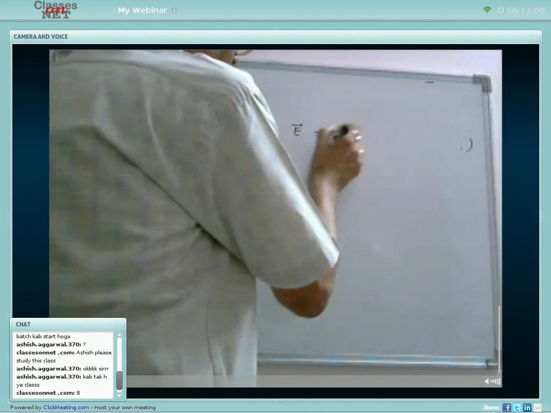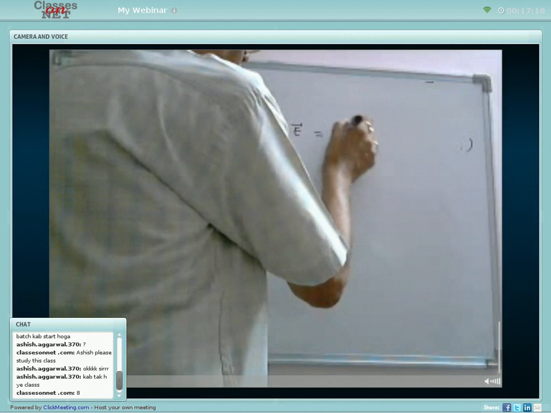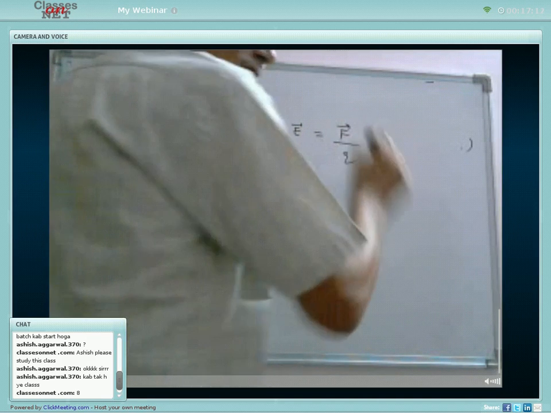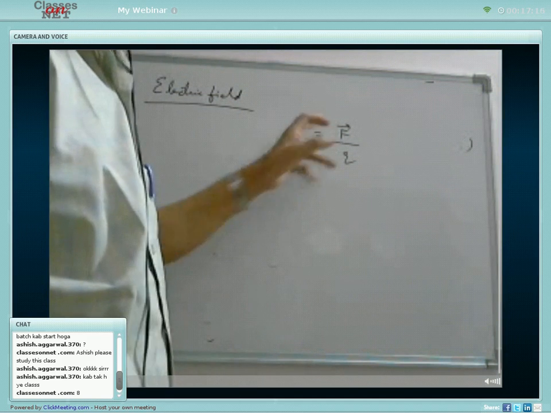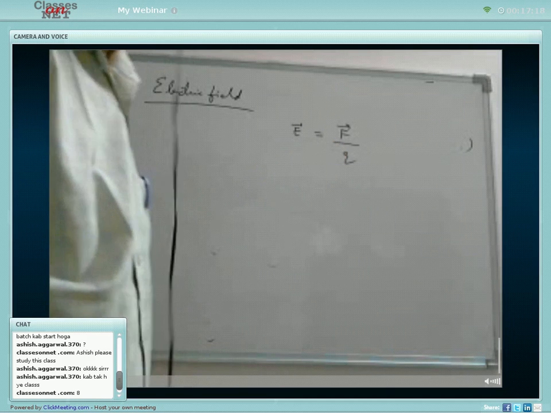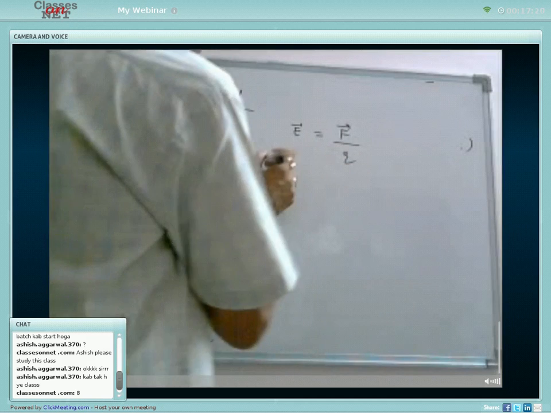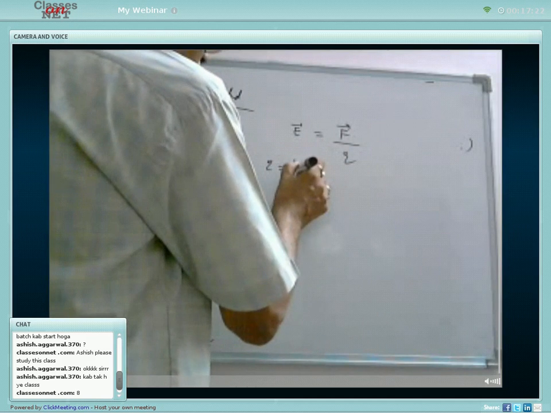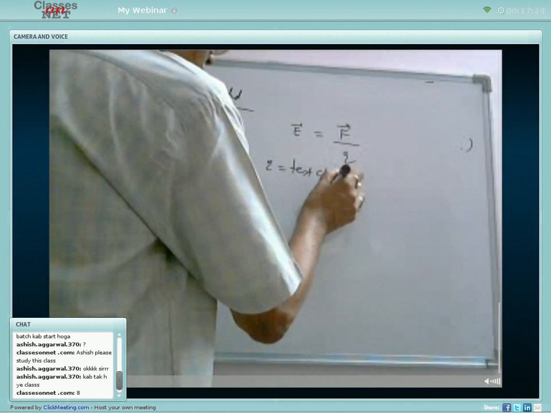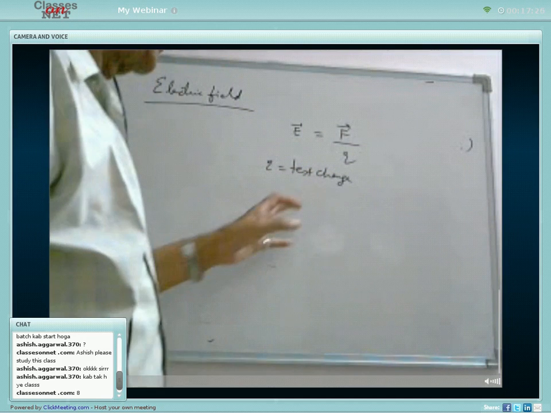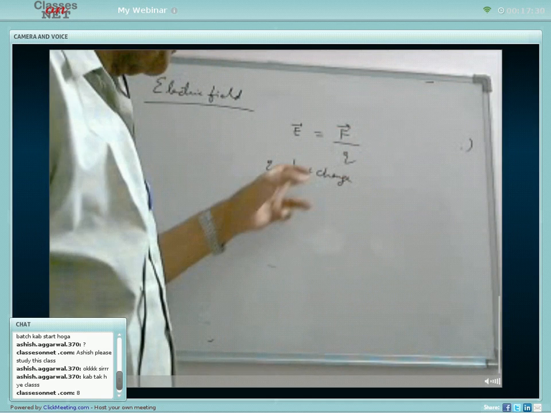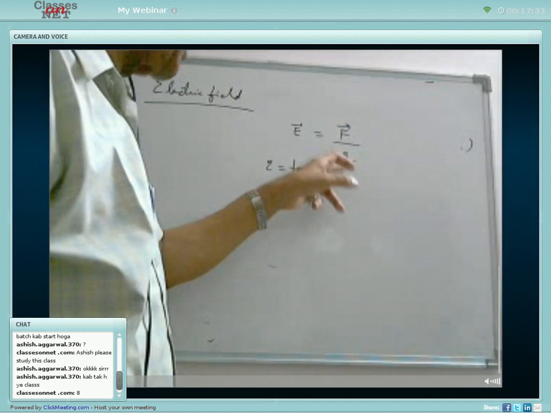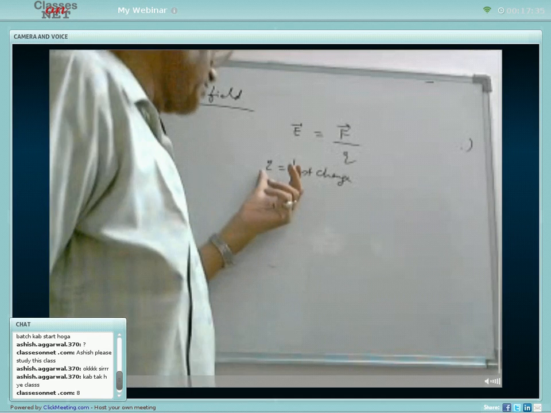Electric field is given by force acting on the charge. If force F is acting on the charge, then electric field at that point is F upon Q. This Q is called test charge. This force is due to source charge, and this force is acting on a test charge Q.